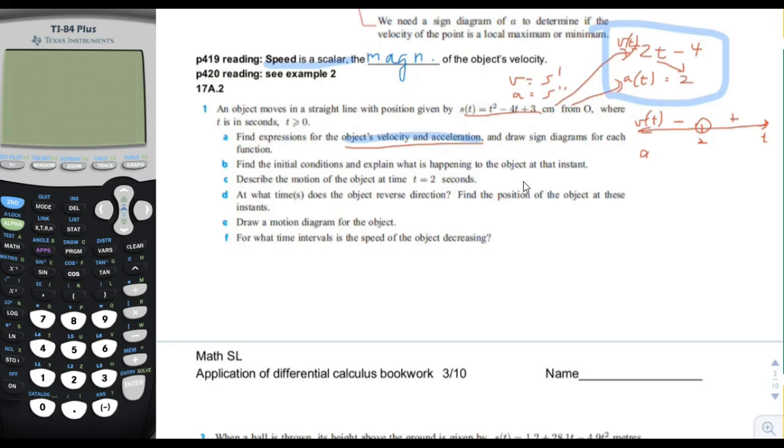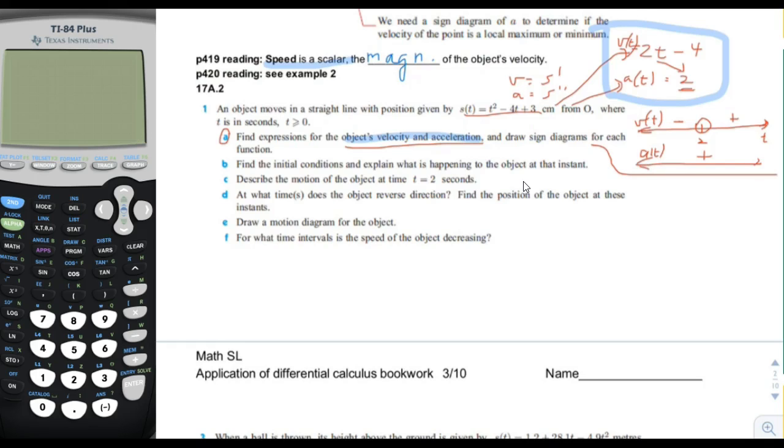Let's draw a sign diagram for acceleration now. Actually, the acceleration is always 2, no matter what the time is. So it's positive 2, so it's always positive, right? That was kind of a simple sign diagram. Okay, that was A.